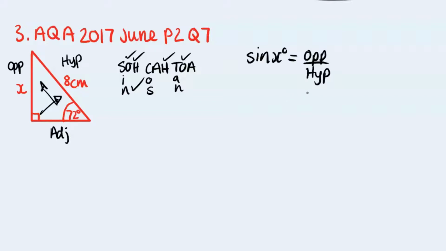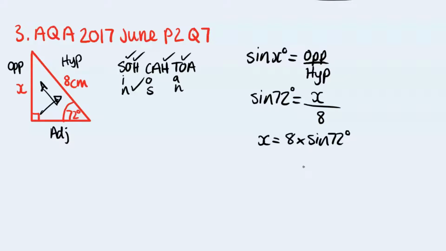Okay, very similar. All we have to do is substitute the values in. In this case, we know the angle, so it'll be sine 72 degrees. The opposite, we don't know, so we'll call that x, as we're trying to find the opposite. Then the hypotenuse, as we're told, is 8 centimeters long, so we'll put 8 down. Put a degree symbol there. All we have to do is rearrange this equation, so x is 8 times sine 72.